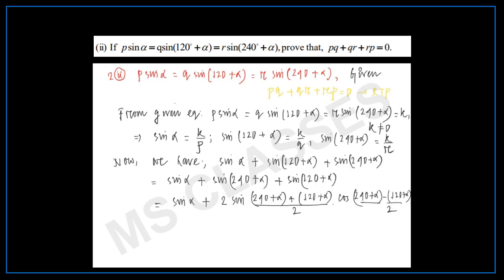Now this gives us what? Sin alpha plus 2 sin of 240 plus 120, 360 by 2, 180, alpha plus alpha, 2 alpha by 2, alpha. So this gives us sin of 180 plus alpha into cos of 240 minus 120, 120 by 2, 60. Alpha, alpha cancels out. So this gives us cos 60.